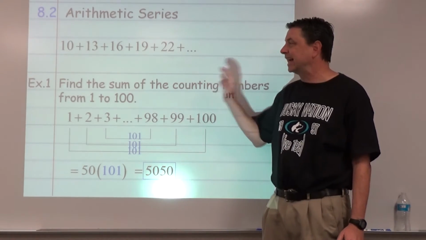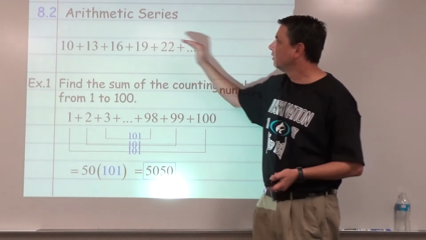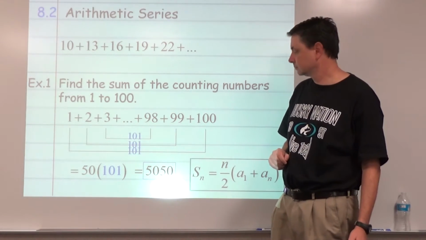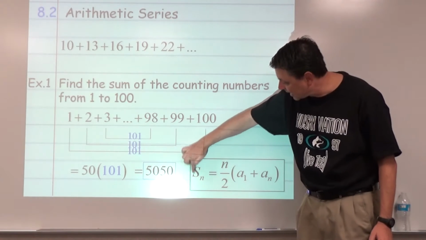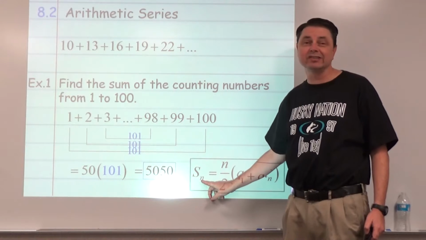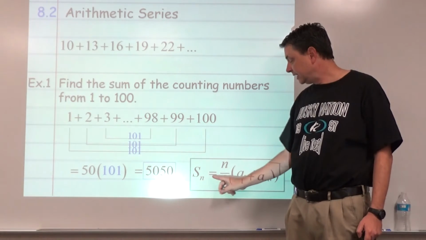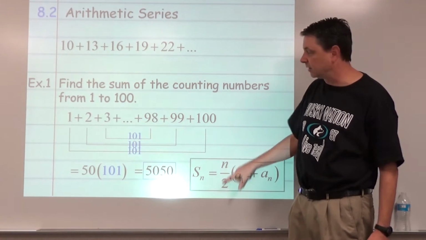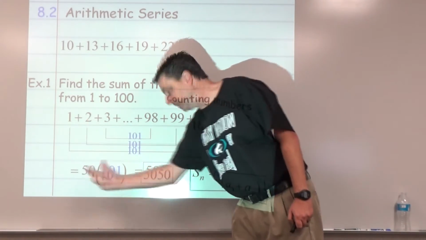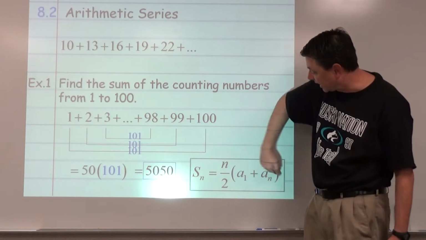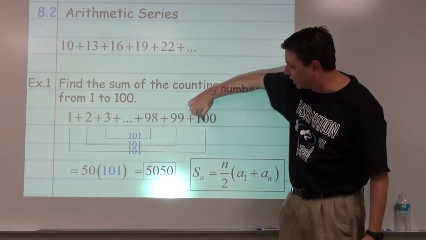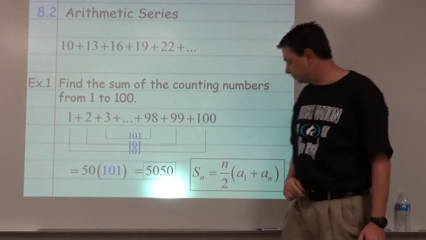And that approach is actually our formula for an arithmetic series. So here's our formula. S, capital S, for sum or series, sub n, where n tells us how many things we're adding up, is equal to the number of things we're adding up divided by 2. Here it was 100 divided by 2. That's the 50 right there, times first term plus last term. 1 plus 100, and that makes the 101.